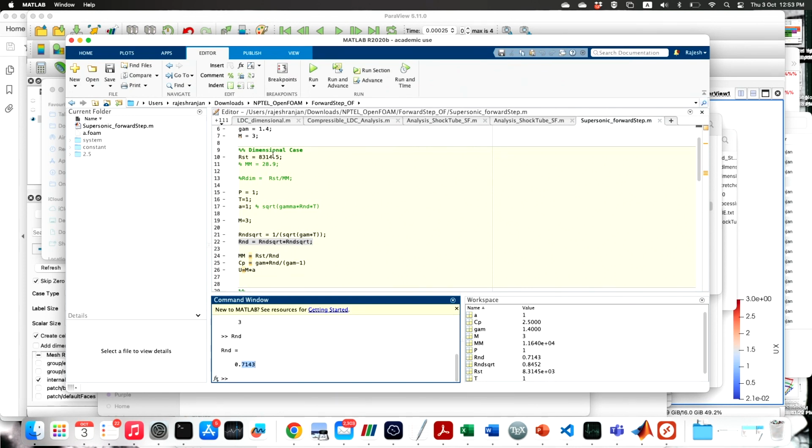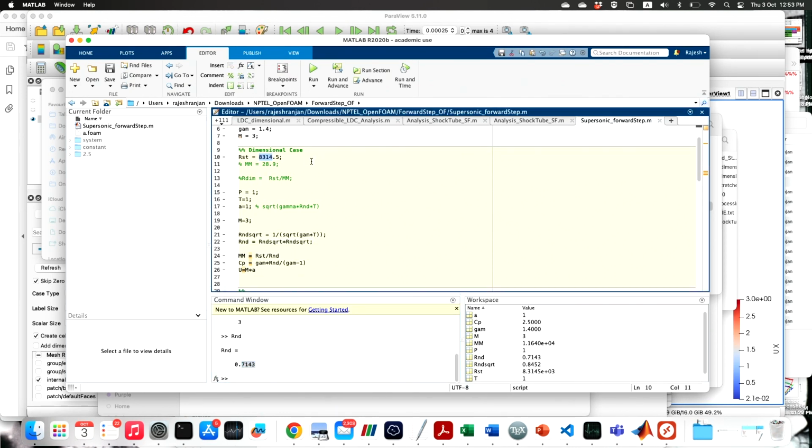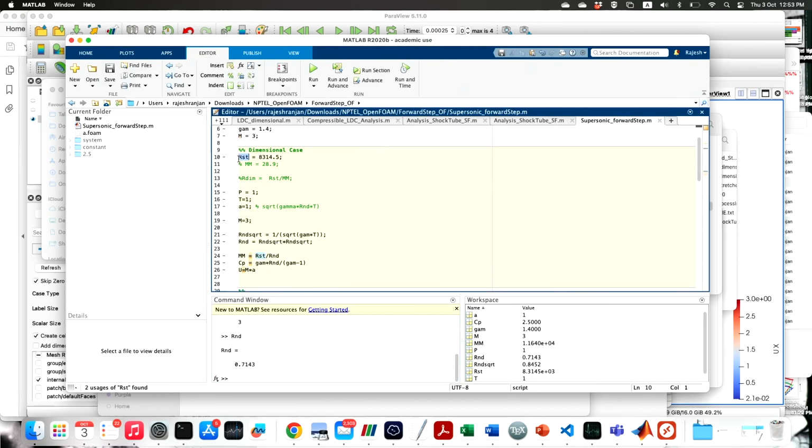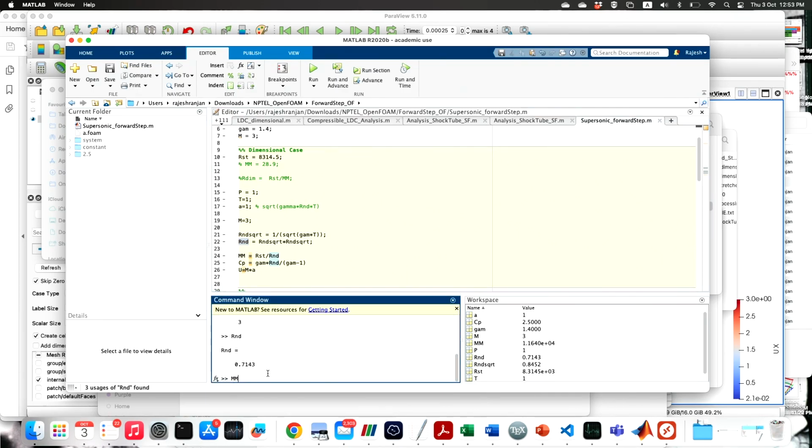Now, your universal gas constant is constant, right, 8314.5. So, the only thing that you can play around with is the molecular mass. So, if you want to get the molecular mass, you have to divide this. Your specific gas constant is the universal gas constant divided by the molecular mass, right. So, the molecular mass will be the universal gas constant, which is given as RST here, divided by the specific gas constant that you got, right. So, that will give you 11,640, right, and then you have to get the Cp also, based on that gas properties.